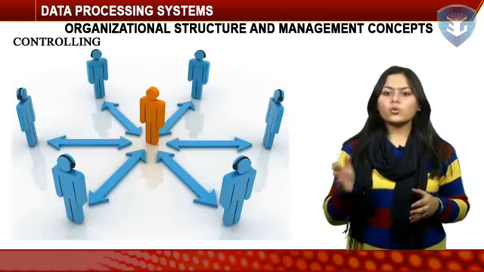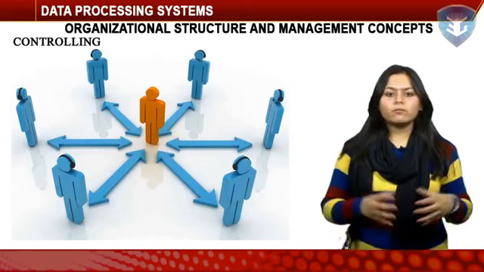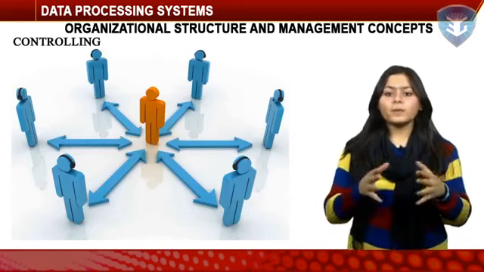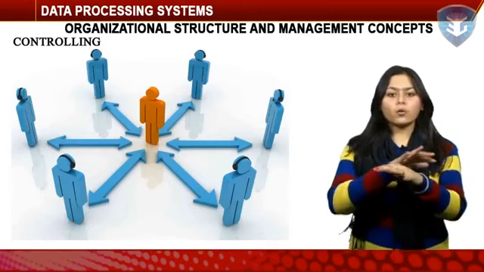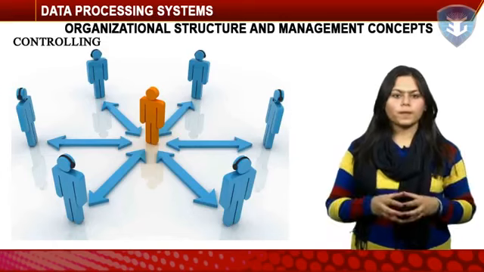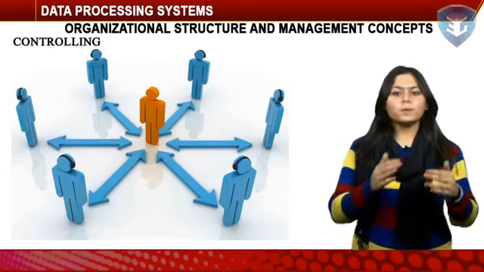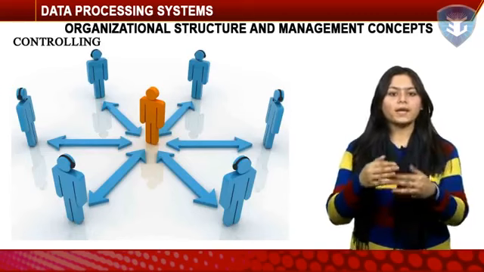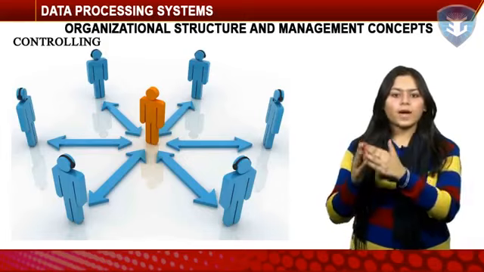Controlling. Controlling is the last or 4th function of management. It involves establishing performance standards based on the company's objectives and evaluating and reporting actual job performance. Once management has done both of these things, it should compare the two to determine any necessary corrective or preventive action.